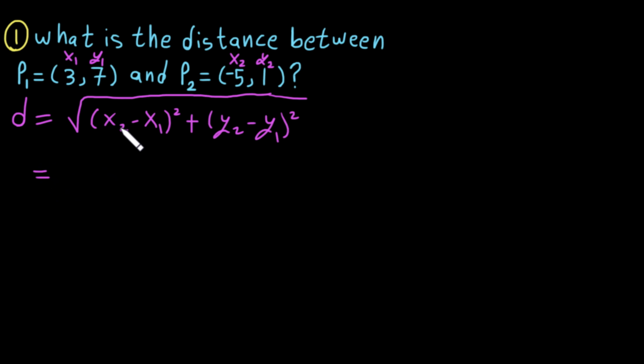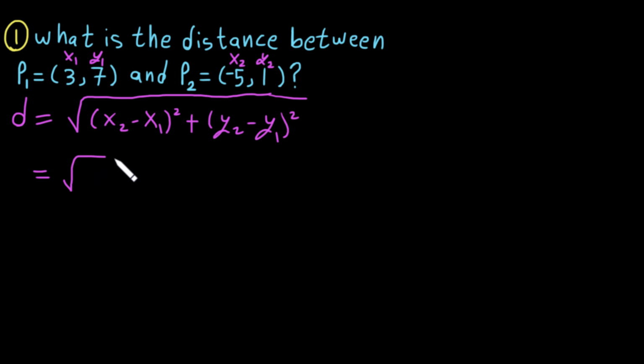Of course, you can write x1 minus x2 or y1 minus y2, because at the end you will square the bracket. So it doesn't matter if it is x2 minus x1 or x1 minus x2, it is the same thing. You can write y1 minus y2 instead of y2 minus y1, which is the same, because at the end you will square this bracket.